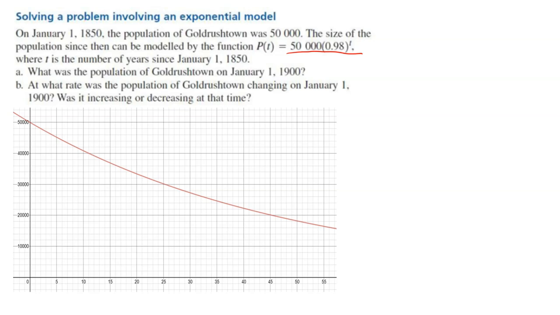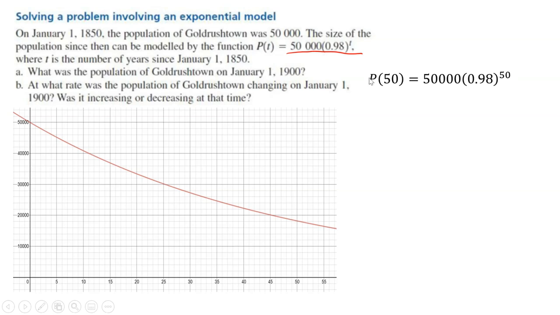The Gold Rush Town population is falling at an exponential rate, and we can figure out what the population is at any point in time by just simply putting it into this function. So here's the first question. What's the population of Gold Rush Town on January 1, 1900? Well, that's just simply putting 50 as our exponent.